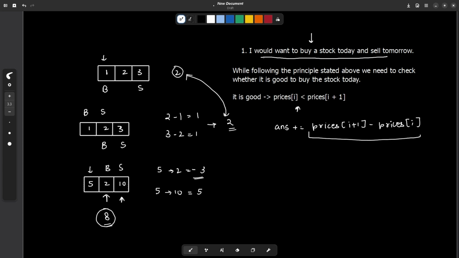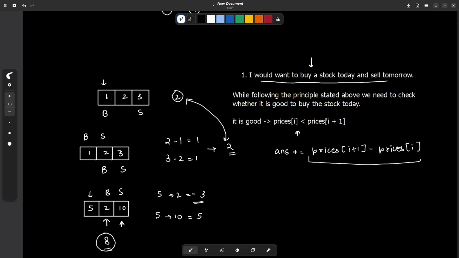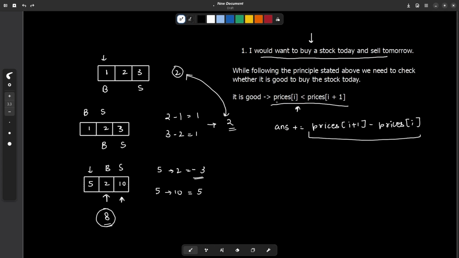You just have to follow this simple principle that I want to buy a stock today and sell it tomorrow. And if you want to follow this principle, so to buy a stock today, you need to first check whether it is good to buy today or not, and you can check it by this particular condition. Because if this condition is not satisfied and you buy today and sell tomorrow, then you will definitely be in a loss. Like in this example of 5 and 2, when you buy at 5 and then sell it at 2, you will be in a loss of 3 units, right?